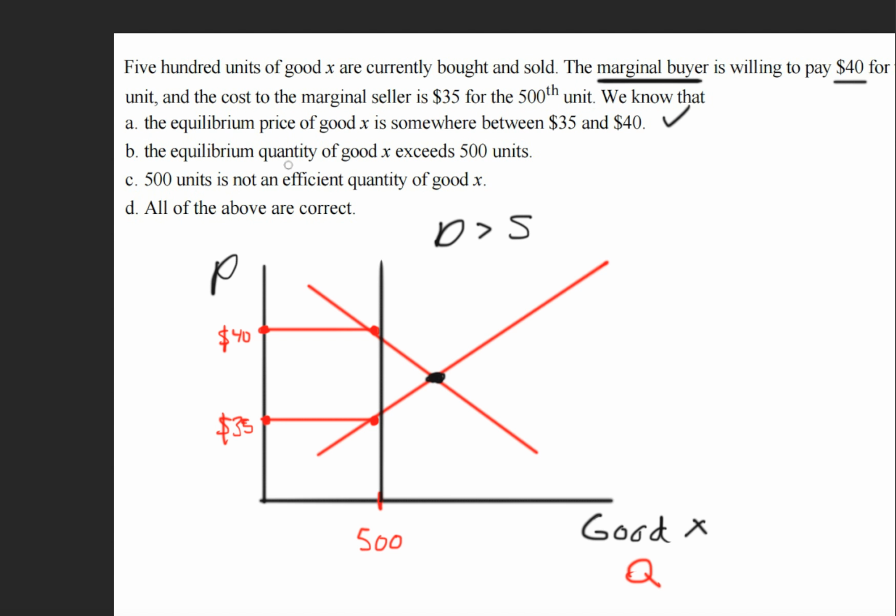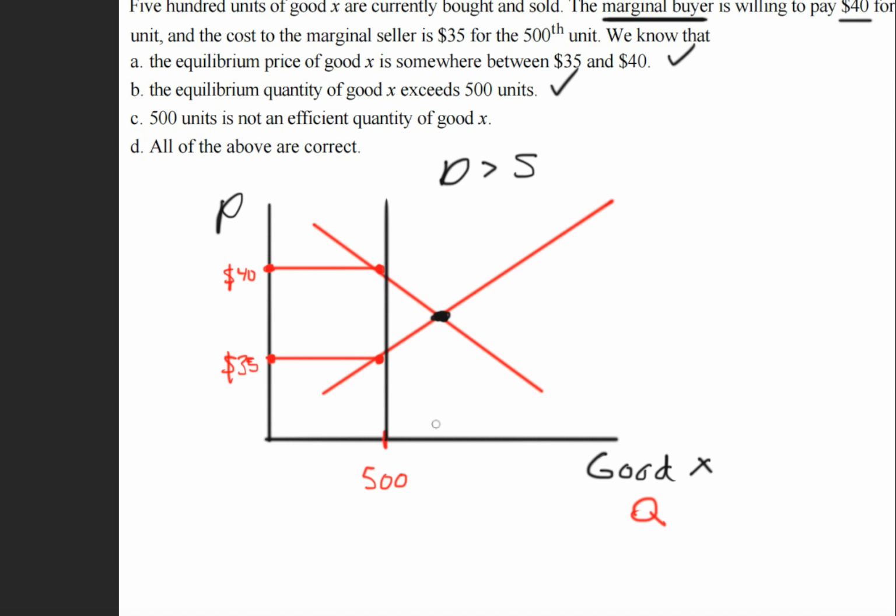B, the equilibrium quantity of good X exceeds 500 units. This is also true. And again, even though this graph is not drawn to scale, you can obviously see that it's going to lie beyond 500 units. You know, we could just estimate and we'll say 600 just as an estimation.